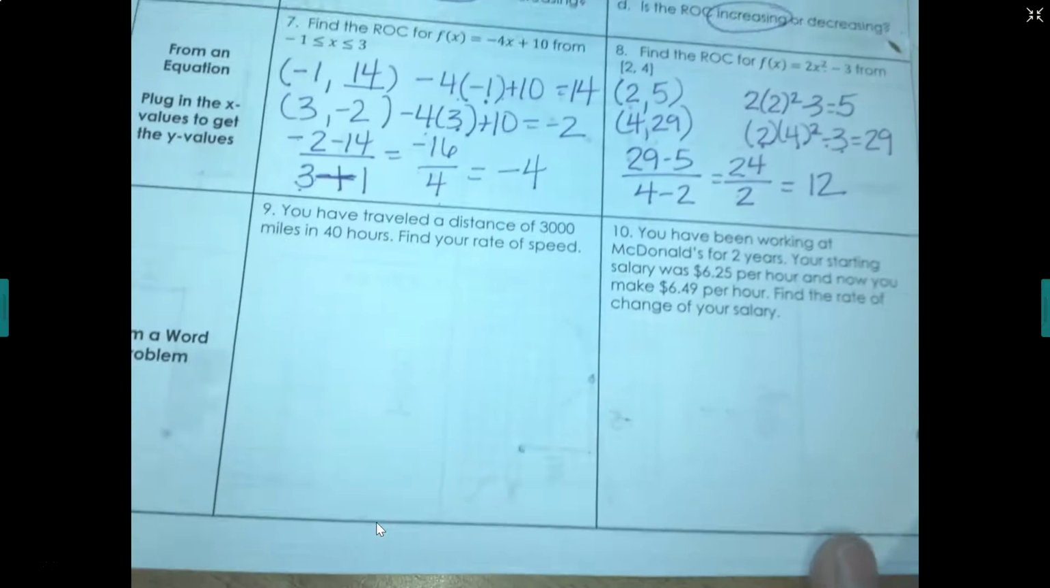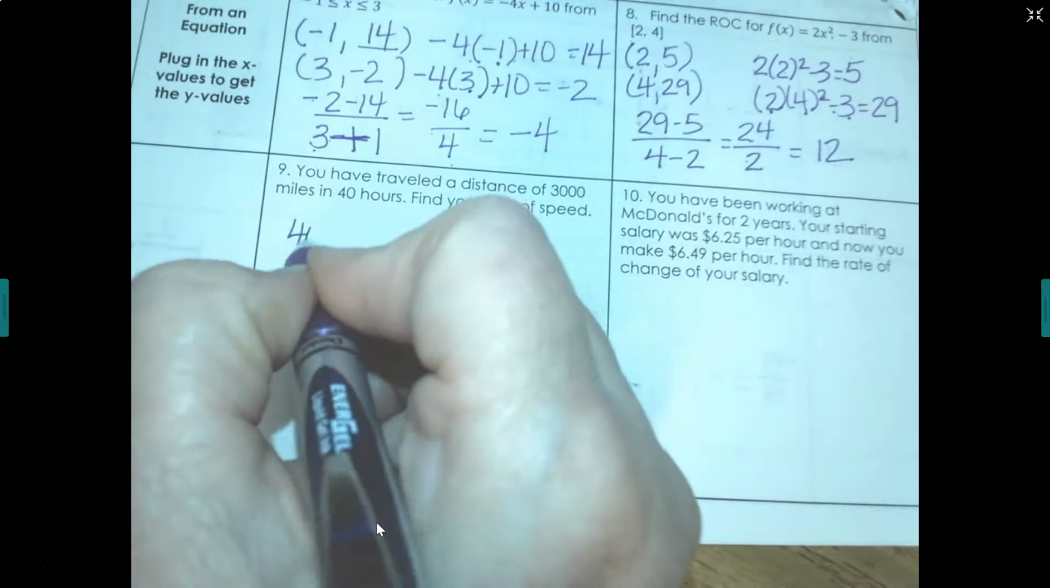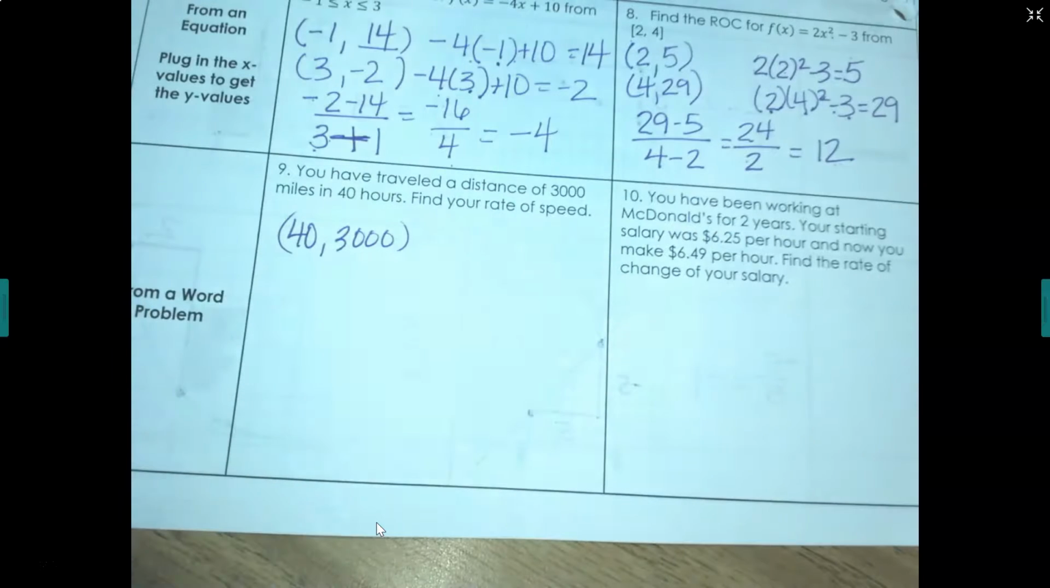All right, two last ones. They're word problems, everybody's favorite. So we have traveled 3,000 miles in 40 hours. So 40 is really your x value, and your distance is your y value. Find your rate of speed.